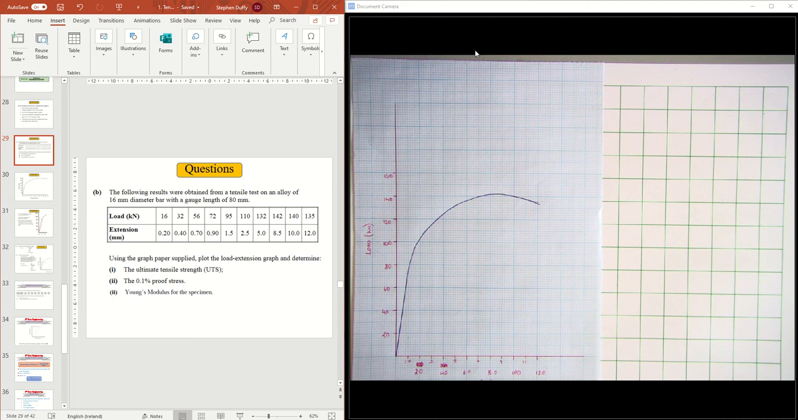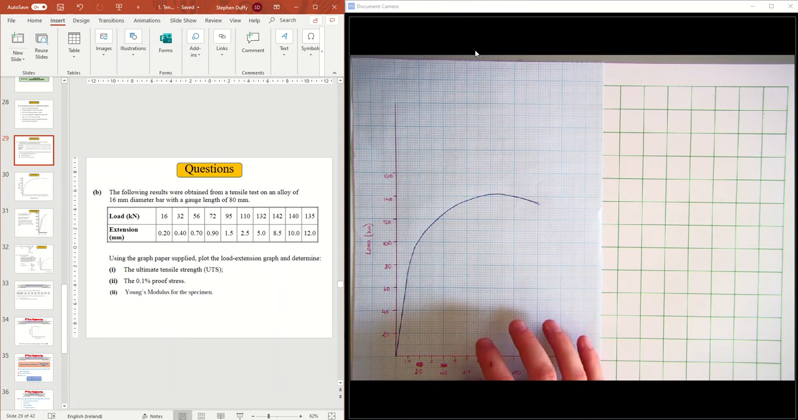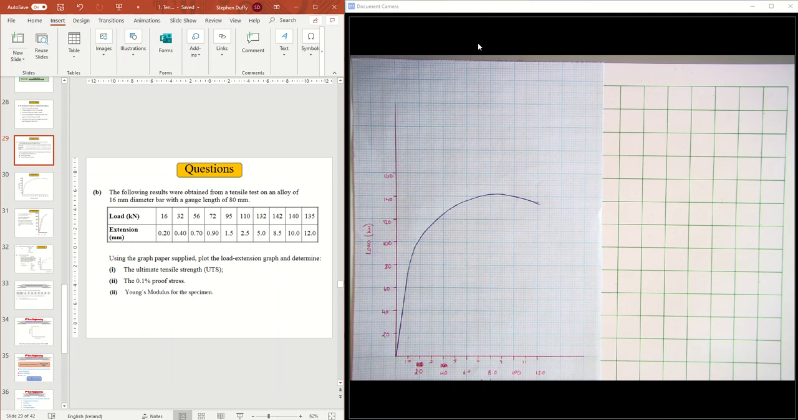Okay, so I want to go through a load extension diagram for question 2 on the Leaving Cert higher level paper. It's part of the mechanical testing question, and it can either be a load extension diagram or a stress strain diagram. Now, this is a load extension diagram. The load extension ones are probably the more tricky ones out of the two, and there's a little bit more to them, so I'm just going to go through it.